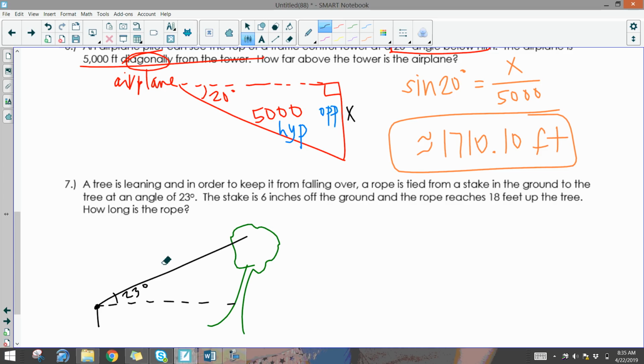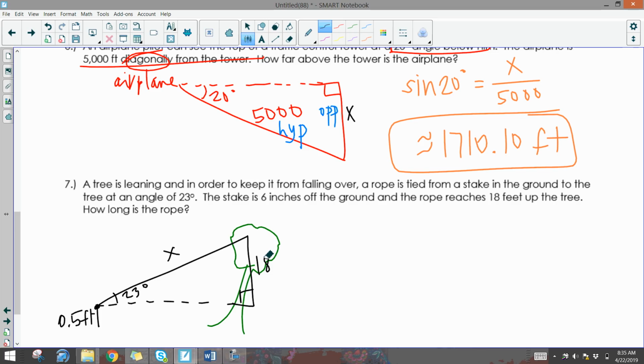Okay. The stake is 6 inches off the ground and the rope reaches 18 feet up the tree. How long is the rope? So, let's see. We said the stake is 6 inches off the ground and this is in feet. So I'm just going to do 0.5 feet here and convert it right away. We want to know how long the rope is, and we know it reaches 18 feet up the tree. So even though the tree's at a diagonal, I'm going to make this my right angle because it's 18 feet up the tree.